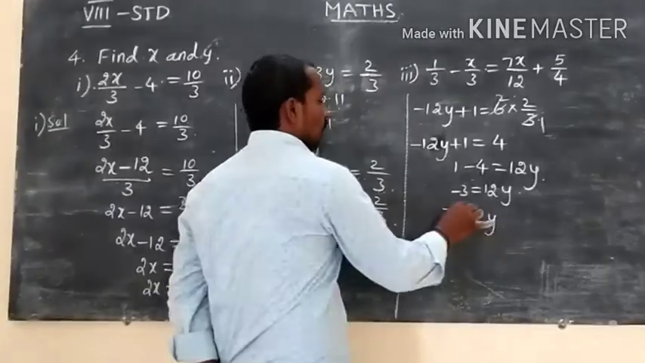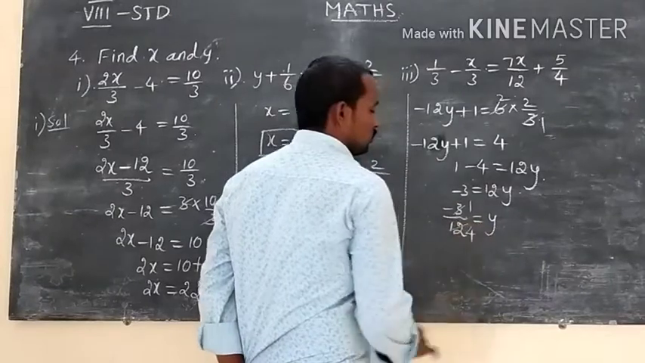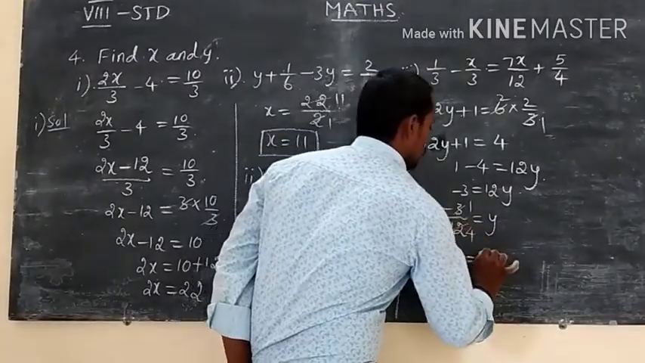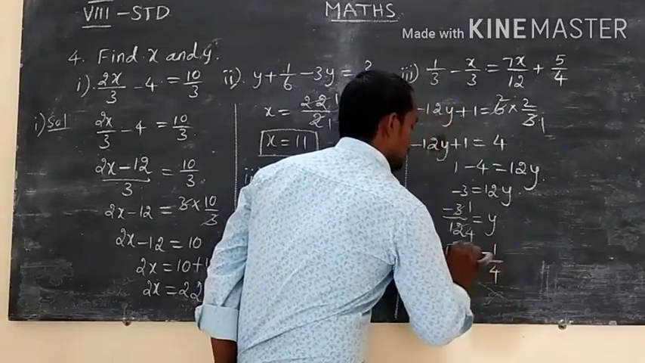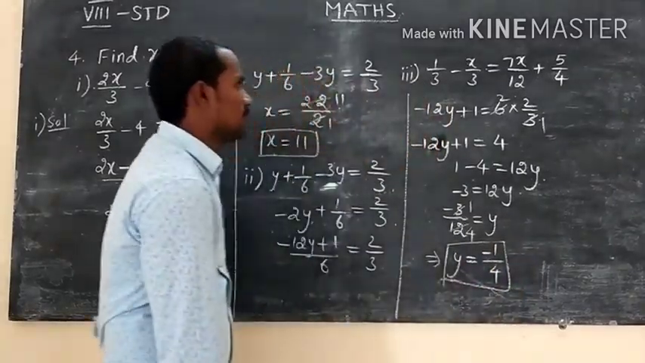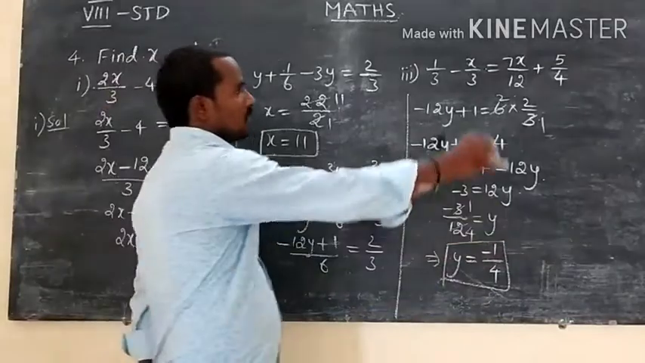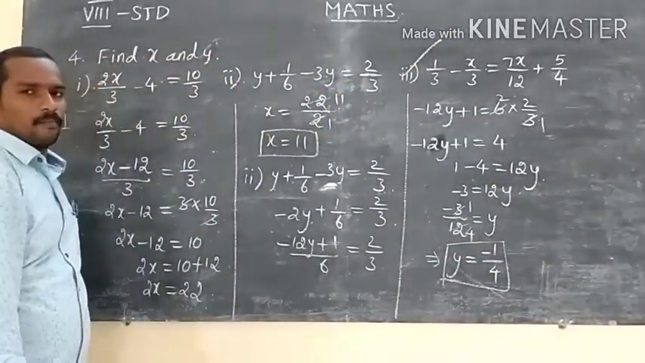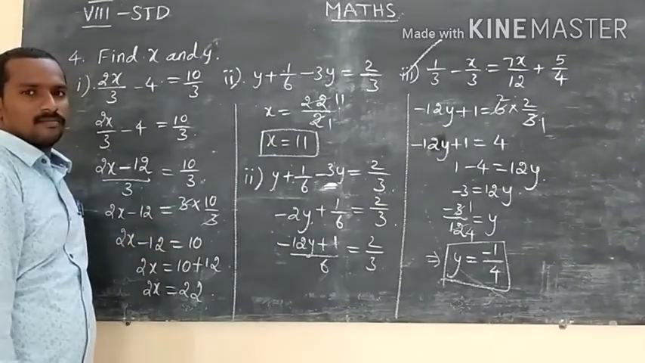Okay. So 1 3s are 3, 4 3s are 12. So this implies y is equal to what? Minus 1 by 4. Minus 1 by 4 is the value of y. In this manner, you want to find out the third question answer. Okay. I understood the explanation.